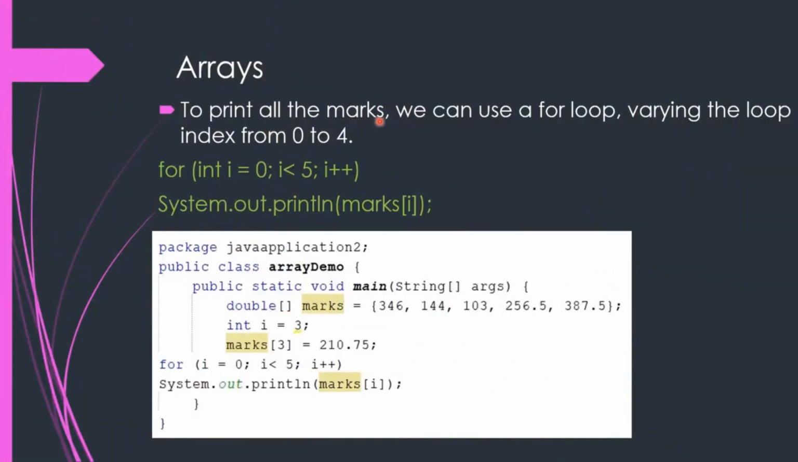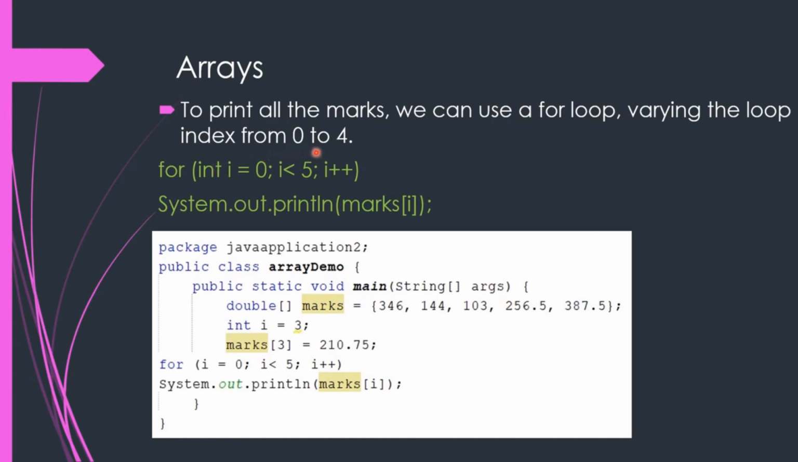To print all the marks, we can use a for loop, varying the loop index from 0 to 4. Now we want to print the marks. So for this purpose, we are going to use the for loop, and we have already studied about these loops very well in the previous videos. If you are confused about any loop, you can watch those videos. Everything will be clear to you. Now we are proceeding with these commands.